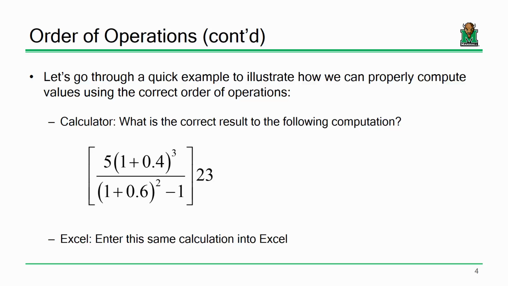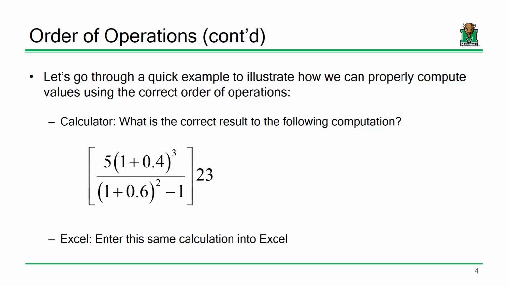So the first operation of parentheses meant that we do the addition as our first step because it's inside the parentheses. Next, exponents. We don't do the 5 times yet. We do the 1.04 to the third power and 1.06 to the second power. For the exponents operation, we're left with 5 times 2.744, which is 1.4 cubed, and then 2.56 minus 1, and then still multiplied by 23.